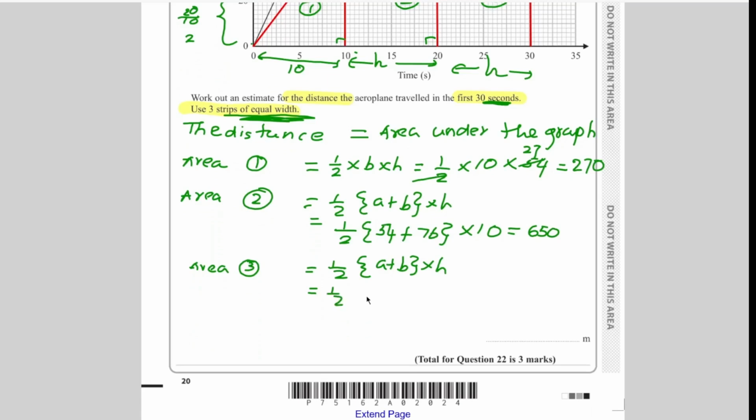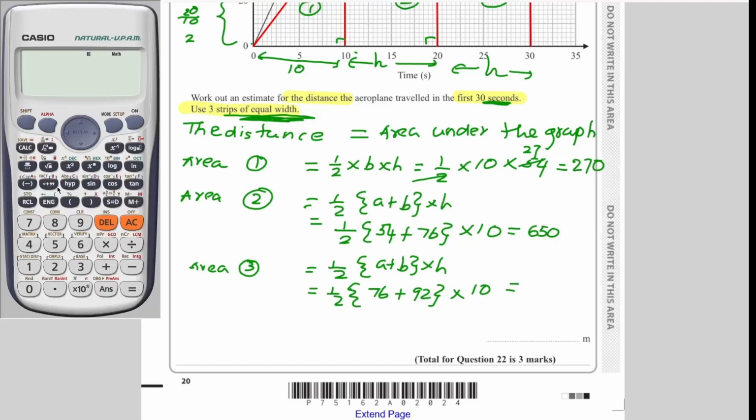Half into A is 76 plus 92 into 10. So let's plug in the values again. Half, which means 0.5 into 76 plus 92, close the bracket, into 10 equals 840.